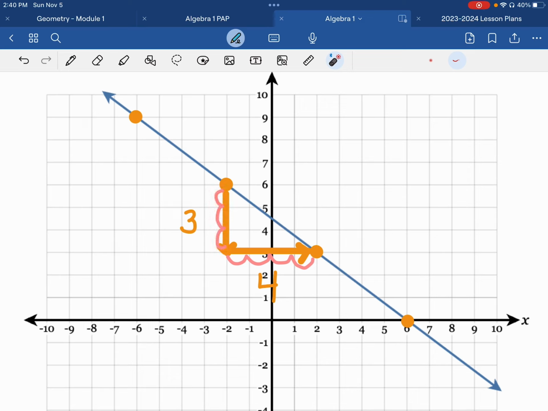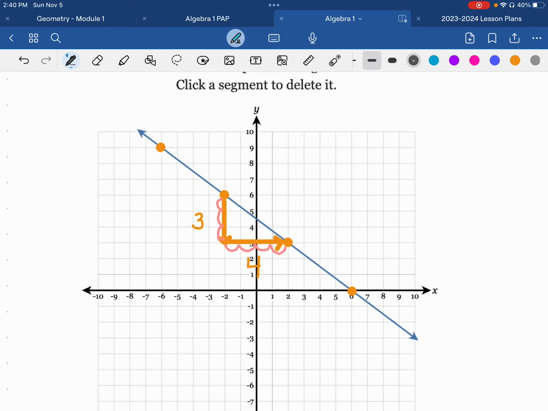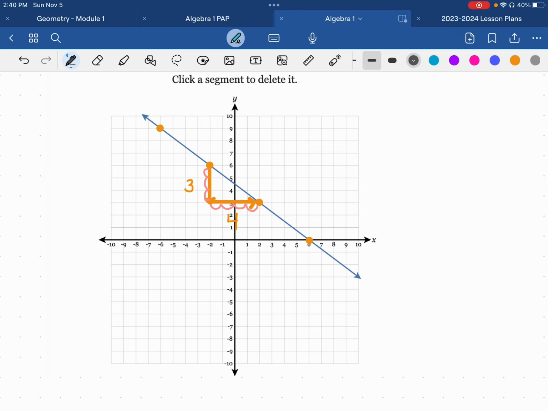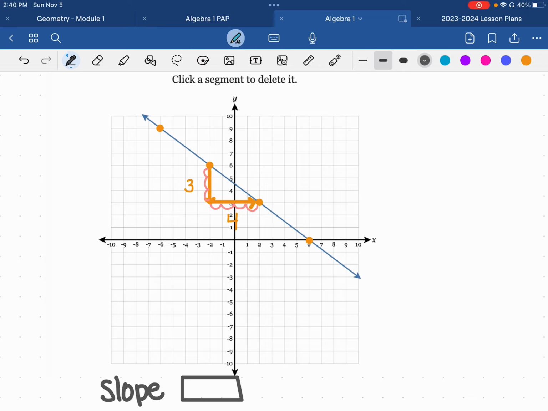Okay. So for my answer, let me zoom out just a bit. I'm going to go over here, and I do believe Delta Math is going to have the word slope, and then it's going to have a box for you to put your answer in. In this box, I'm going to put negative 3/4.